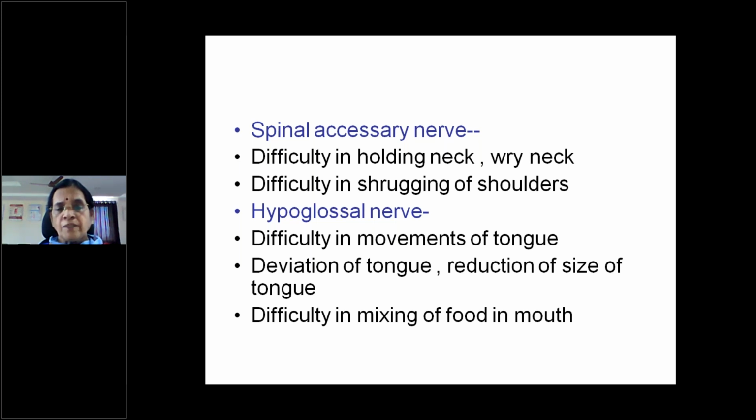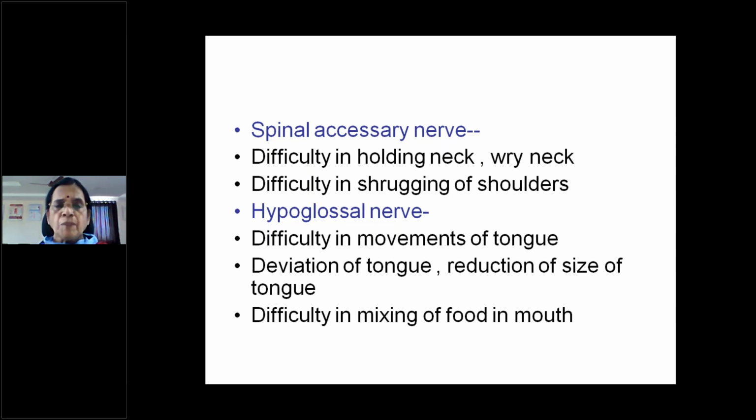When the patient has a seventh nerve paralysis, because of the deviation of the angle of the mouth, you may apparently find the tongue is also deviated. But here you can see the movements are restricted and deviation of the tongue will be there. If it is an upper motor neuron type of hypoglossal lesion, it can be spastic, and reduction of the size can occur. Another important symptom is difficulty in mixing food in the mouth.